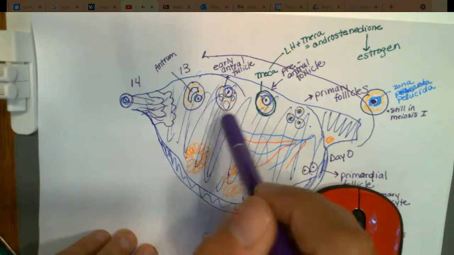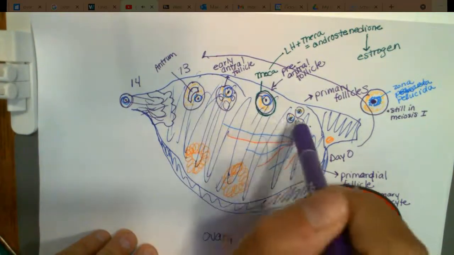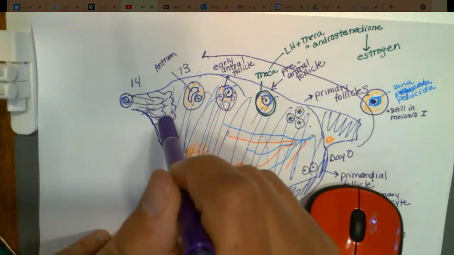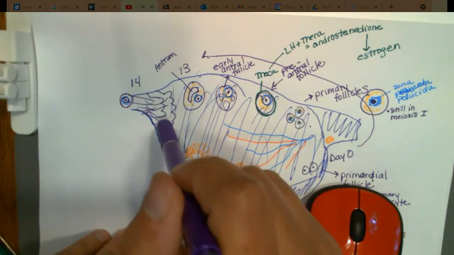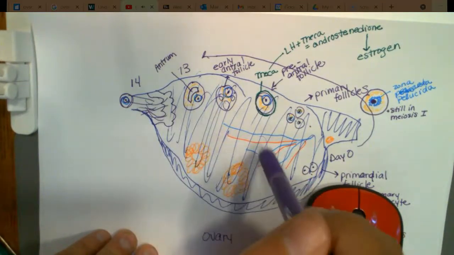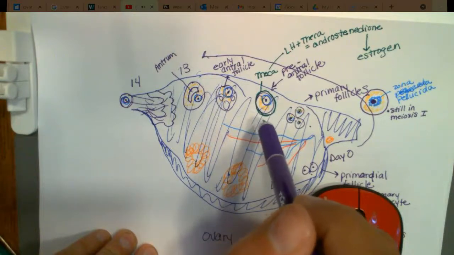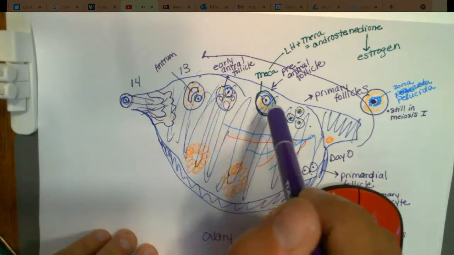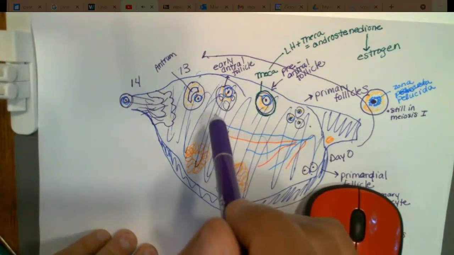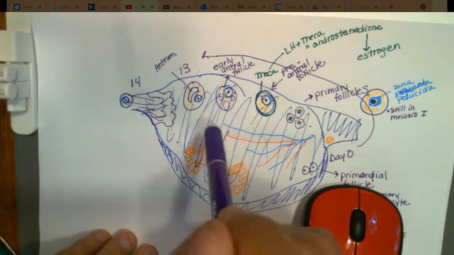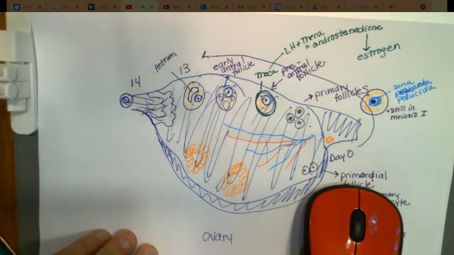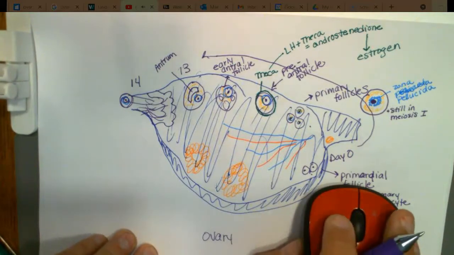It is important to make note that I'm showing one follicle that's developing and forming, but you should keep in mind that this is happening all over the place inside the ovary. So there's not just one preantral follicle and one early antral follicle. There's actually a whole bunch of these that are developing into mature follicles.